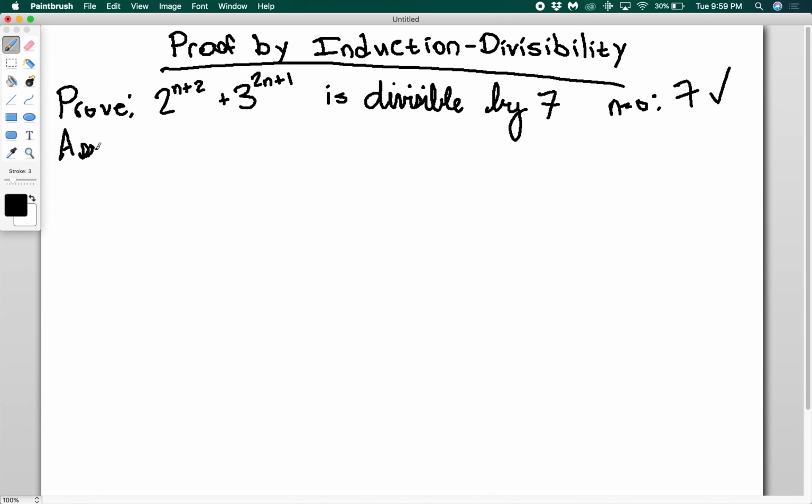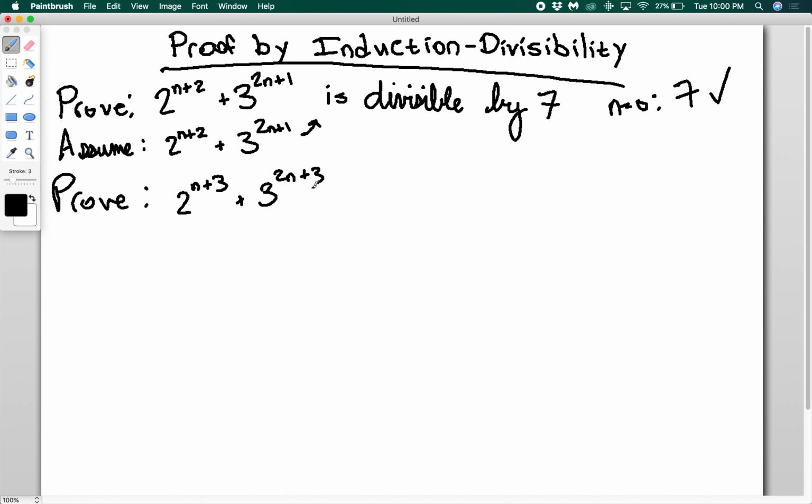But then what we're going to do is assume that 2 to the n plus 2 plus 3 to the 2n plus 1 is divisible by 7. And I want to prove that 2 to the n plus 3 plus 3 to the 2n plus 3 is divisible by 7. The exponents came from substituting the n's with n plus 1s. This becomes n plus 3, and this n plus 1 gets multiplied by 2, so we end up with a 3 over there.